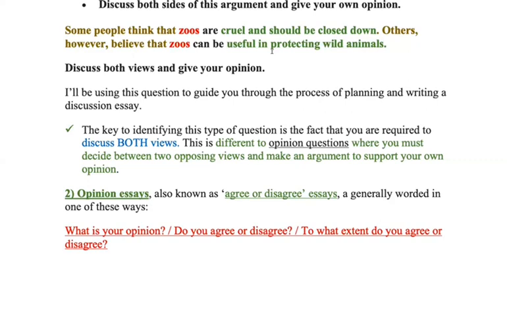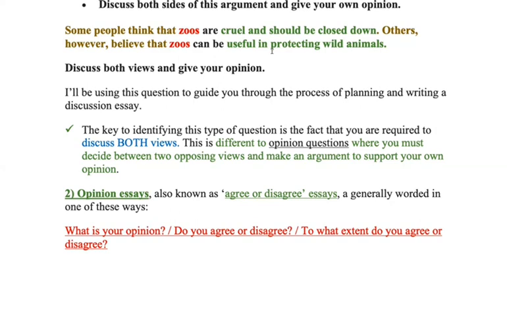So we now understand the question, that the main idea here is talking about zoos. People A said, okay, we believe zoos are cruel and should be closed down forever. Others say no, we believe in an opposite way. We think that zoos can be useful in protecting wild animals.